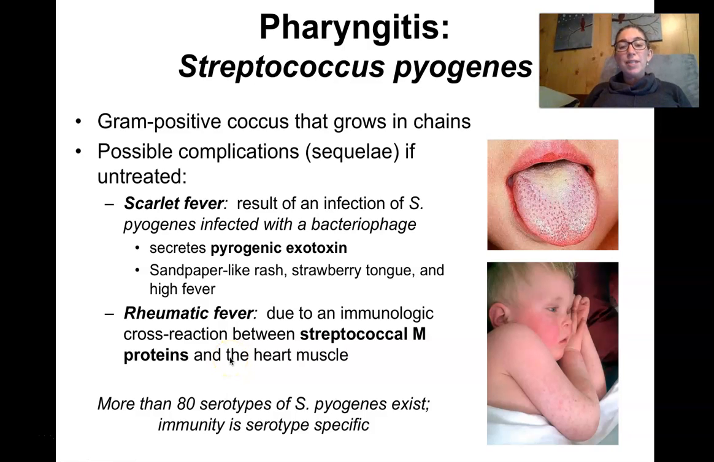So there's so many different types. There's 80 different serotypes of strep pyogenes. And the immunity that you have to it is serotype specific, which is why you can get strep throat multiple times, because what you're getting is basically a different strain each time, or a different serotype.